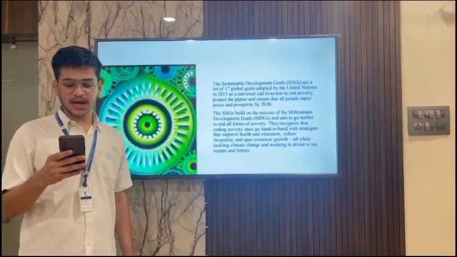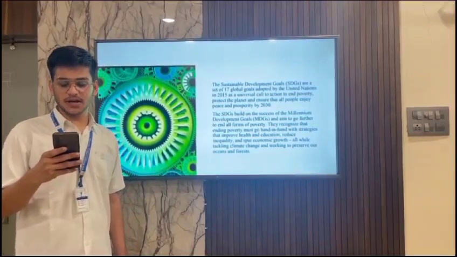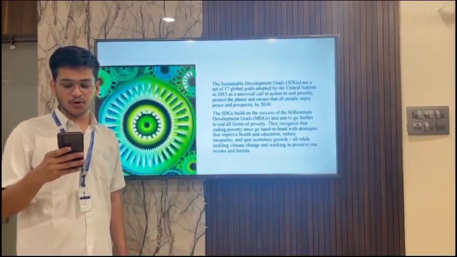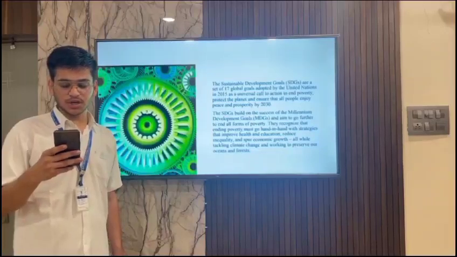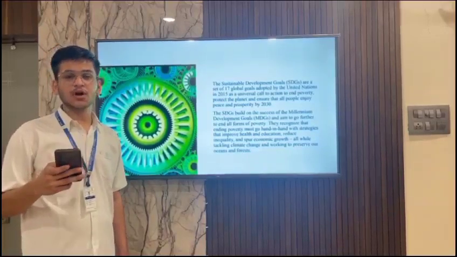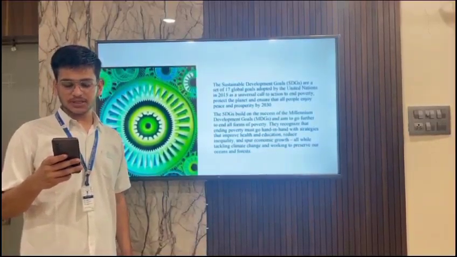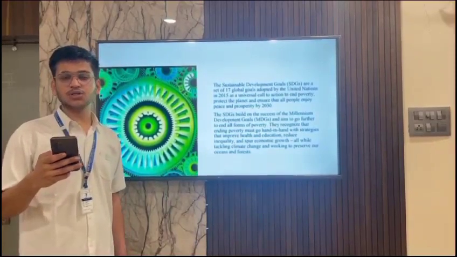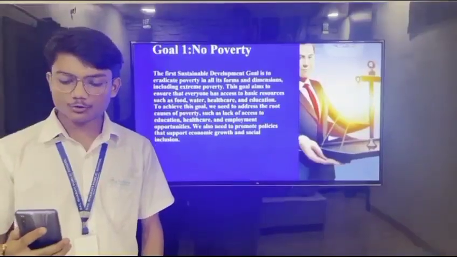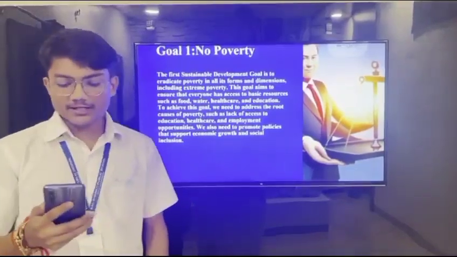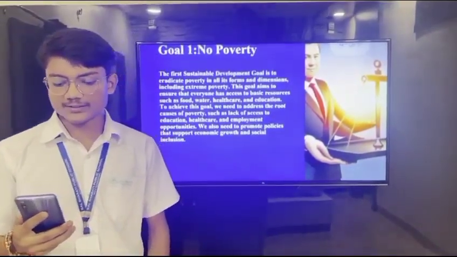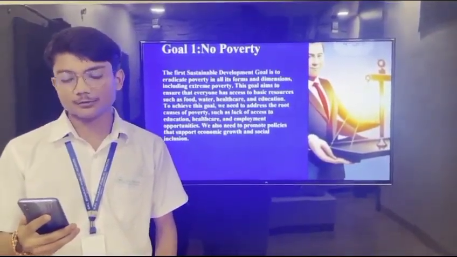They recognize that ending poverty must go hand in hand with strategies that improve health and education, reduce inequality, and spur economic growth, all while tackling climate change and working to preserve our oceans and forests. Now goal 1, which is to end all forms of poverty, including extreme poverty, is the first Sustainable Development Goal.